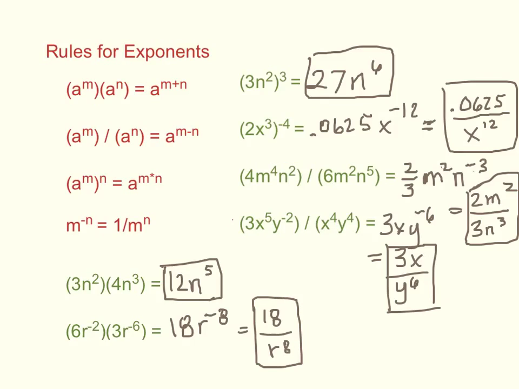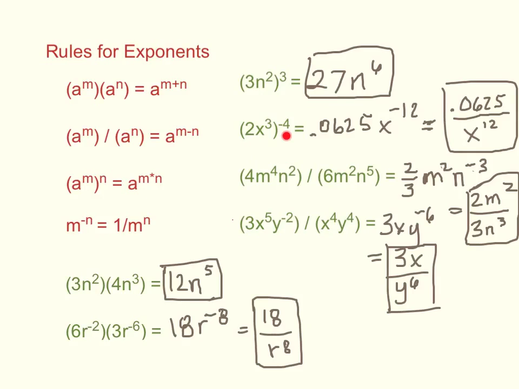All right. Power of a power. 3 cubed is 27. Got to cube the 3. N squared cubed is n to the 2 times 3. Using this rule here, 2 times 3 is 6. So 27n to the 6th.